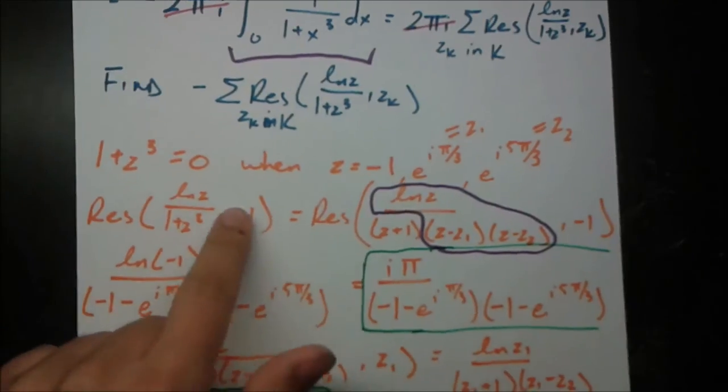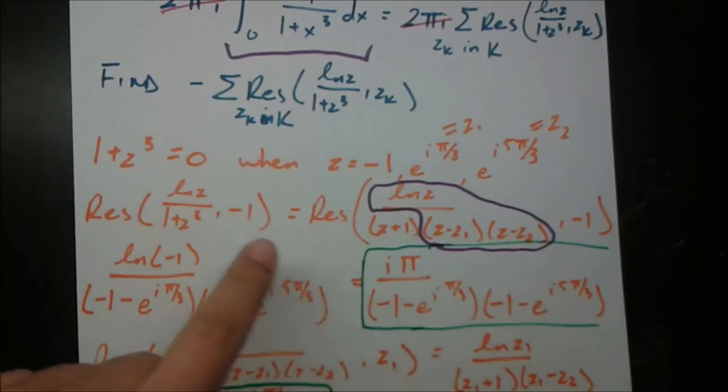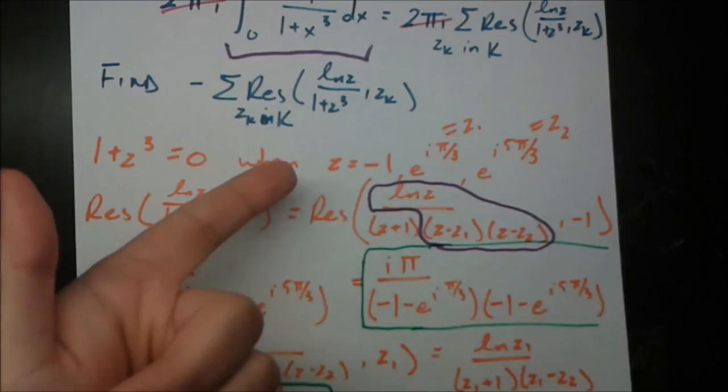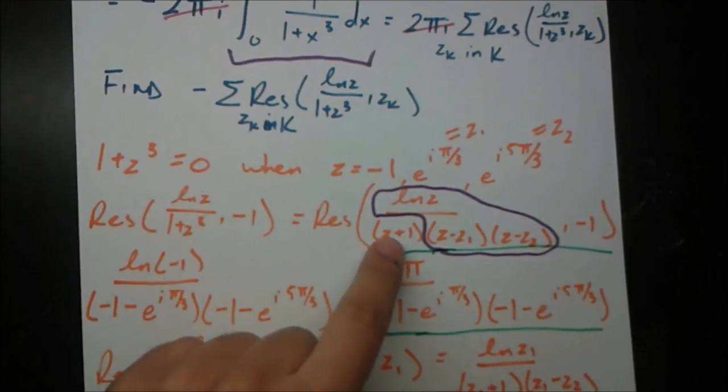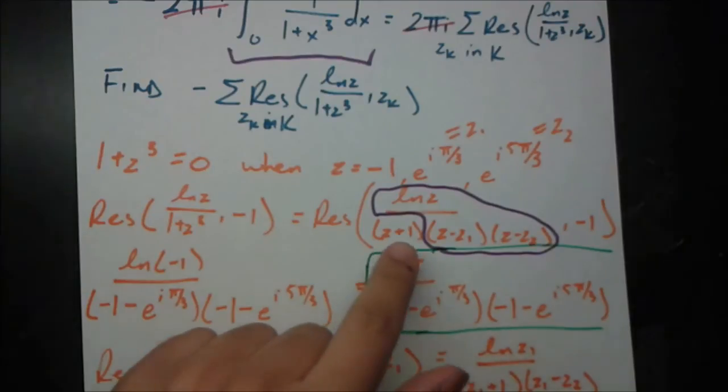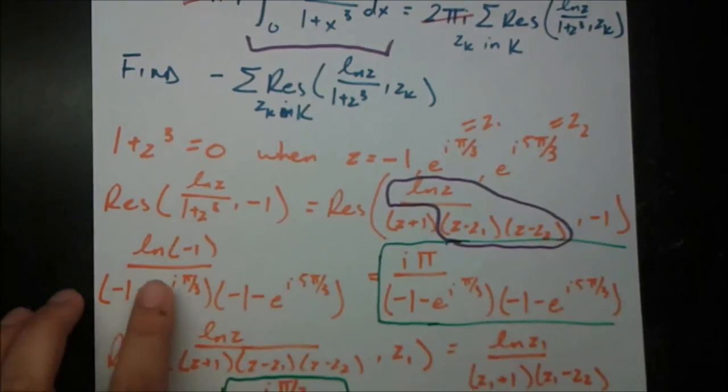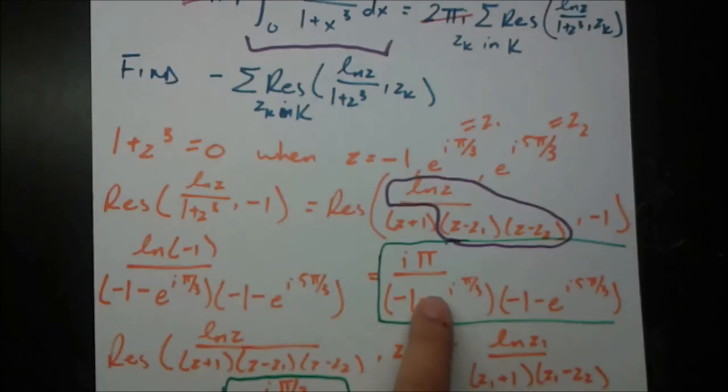You plug in negative 1 into the numerator, divided by you plug in negative 1 into the derivative of the denominator. The nice thing about this is the derivative of the denominator is 1 in every case, because it's just z plus something. So we just have to plug it into the numerator. So I did that here, and I come up with this nasty looking expression right here.